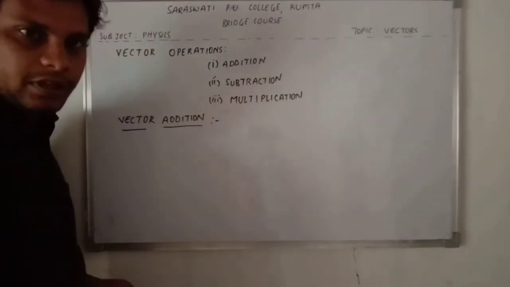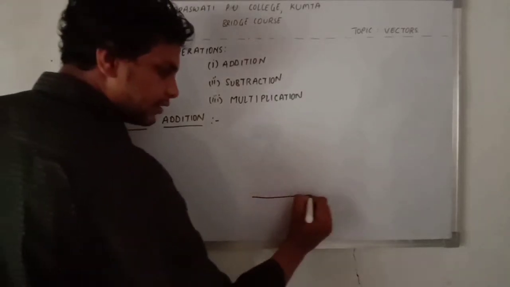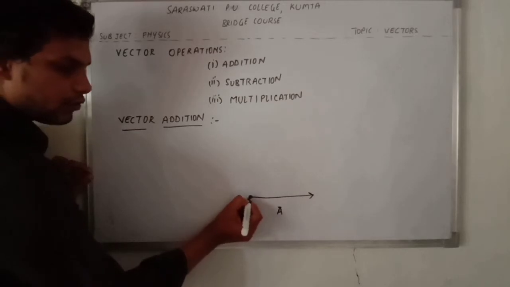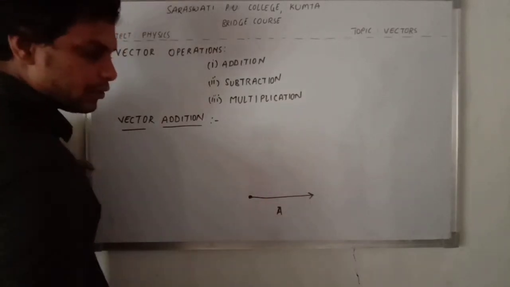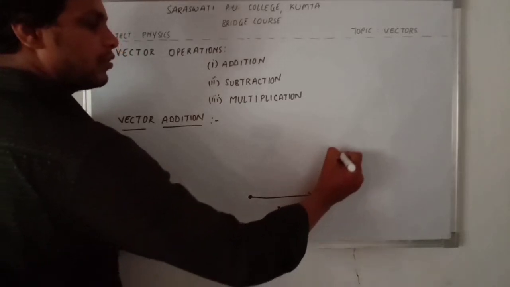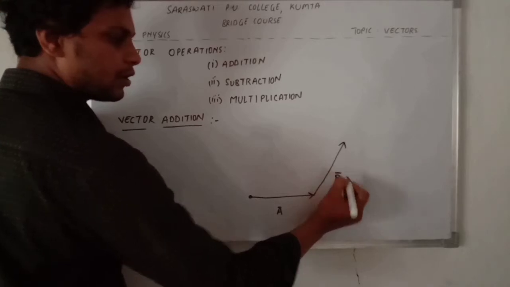Now in vector addition, I will follow the geometric method. For example, I will take this as vector A bar. For this vector, this is the tail of the vector and this is the head of the vector. Now to this vector, I will add another vector like this. I will take this vector as, for example, B bar.